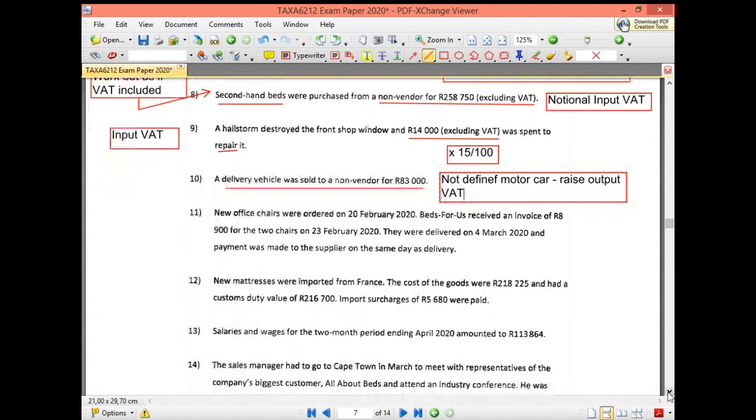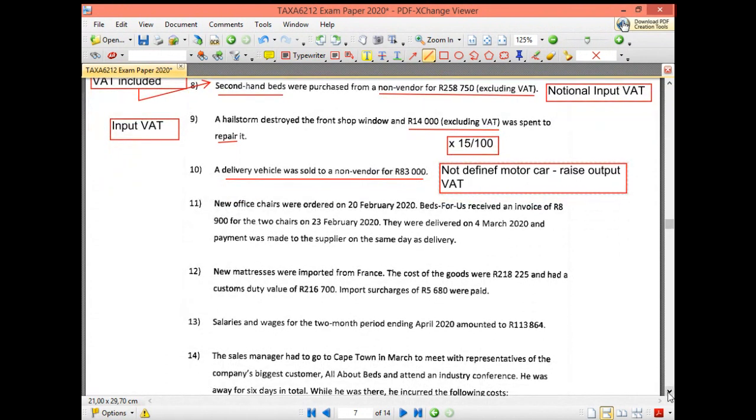Okay, then we've got new office chairs were ordered on the 20th of February. Now, as soon as you see February, you have to think about our 2 months would be March and April 2020. Now the rule for VAT is the earlier of payment or invoice date. So just remember that concept when we're going to read this, because they have indicated a February date. That is generally what you should pick up if you see it's different dates to what our period is.